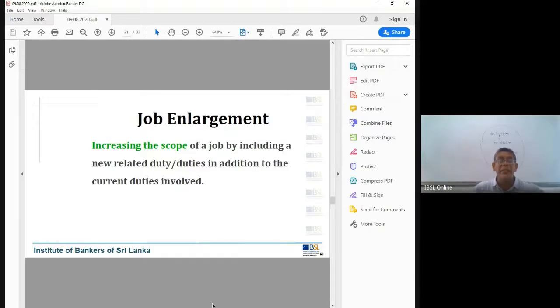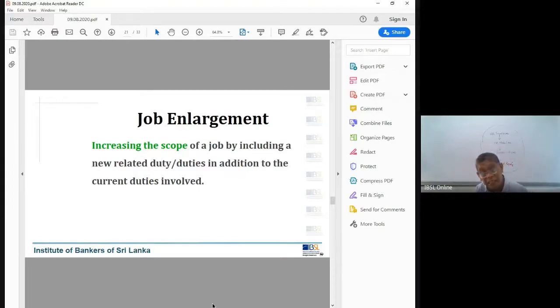by giving additional duties. Now say, for example, you work as the head of the saving section. Example: now you were given the FD section also in the bank. So what have they done? Enlarged your job. The scope of the job. Increasing more duties, in addition to the current duties.